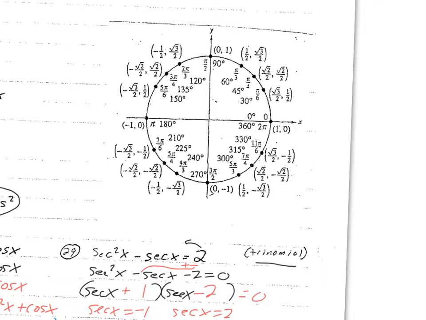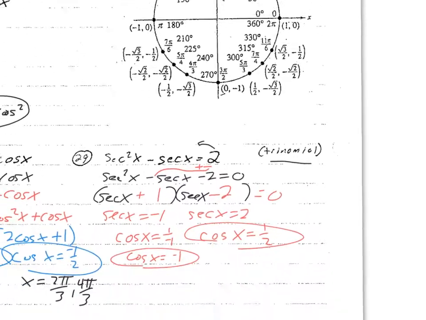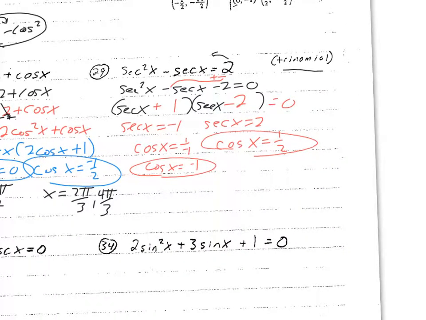So the cosine is -1 over here at pi, that's the only one. And the cosine is 1/2 at pi over 3 and then also at 5 pi over 3. So slide back down and write those values in. So for the cosine of x equaling -1, our only answer for that one is pi. And the cosine of x equals 1/2 at pi over 3 and 5 pi over 3.